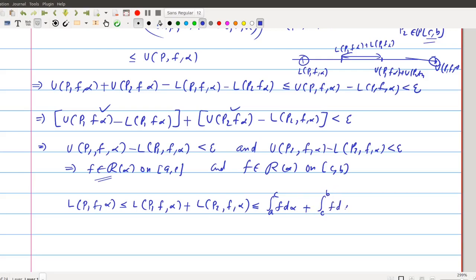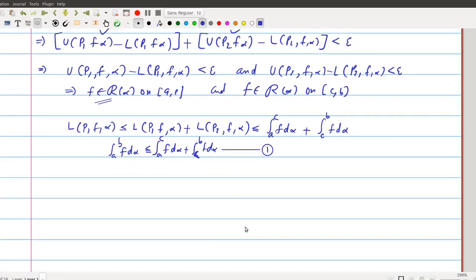f d alpha. Okay, now take the supremum, P varies over partitions of AB, of LP f alpha, so that will be integral A to B f d alpha less than or equal to integral A to C f d alpha plus integral C to B f d alpha. Okay, so this is our equation number 1, and now we will prove the other inequality as well, then we can get the additive property of the integral.